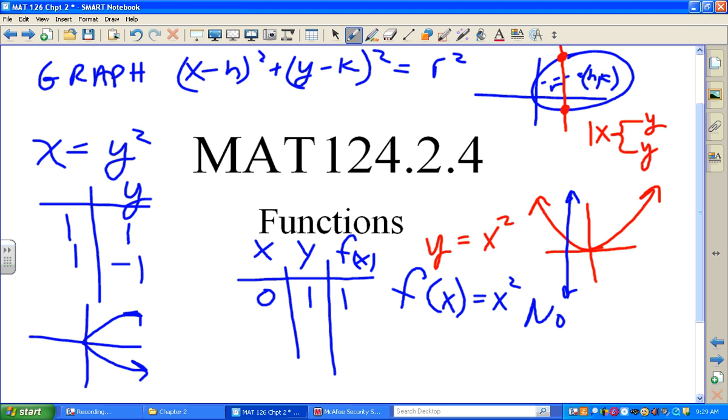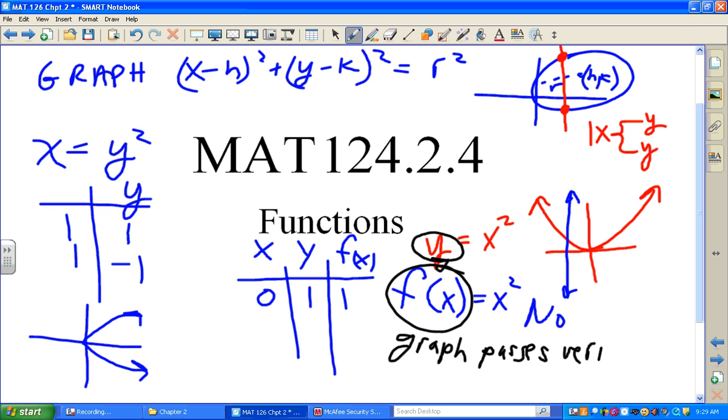A function strengthens things when you write them down. I can't write this as f of x equals anything. It's not a function. So this f of x is just a fancy way of saying y. But it also tells you that the graph passes the vertical line test. When you see that image, f of x, it tells you right up front that graph passes the vertical line test.